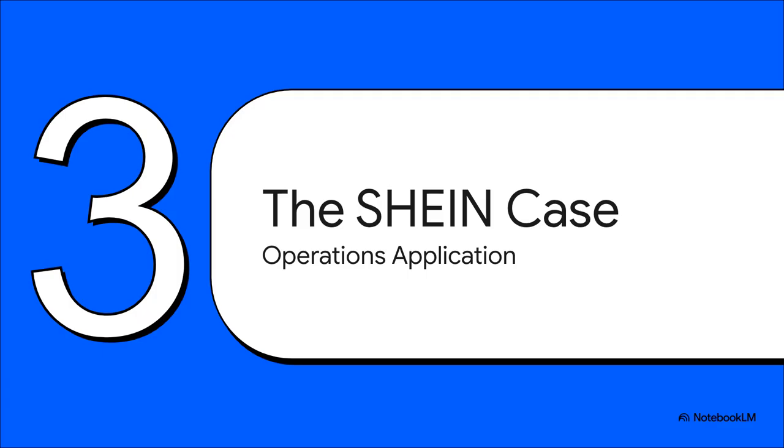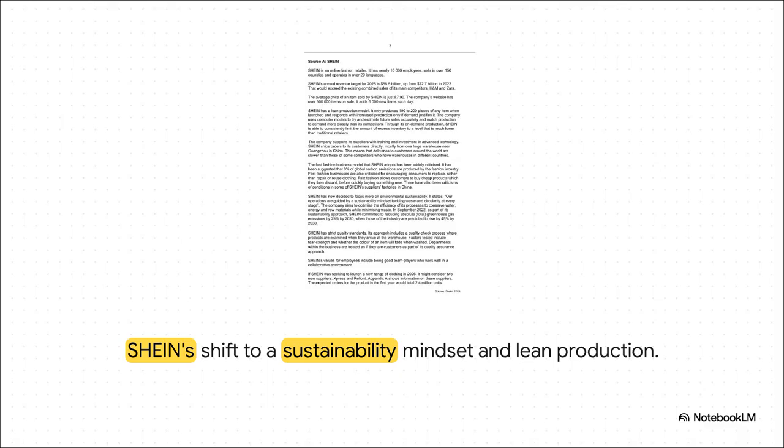Next up, Section 3, application, the Sheen case. Let's ground this theory in reality by considering Sheen's lean production model. They typically only produce about 100 to 200 pieces of an item at launch, strictly matching production to demand to severely limit excess inventory.